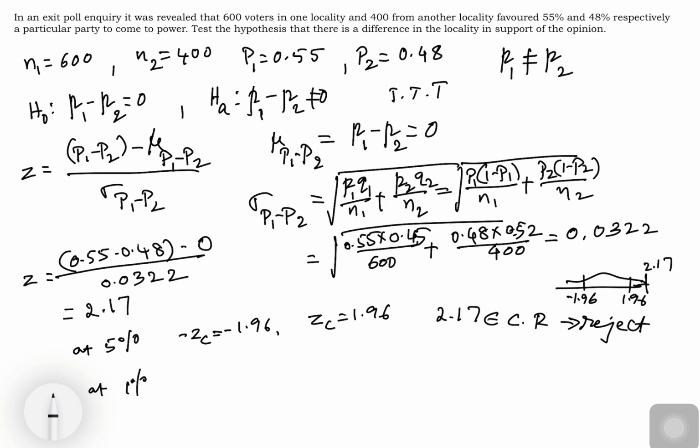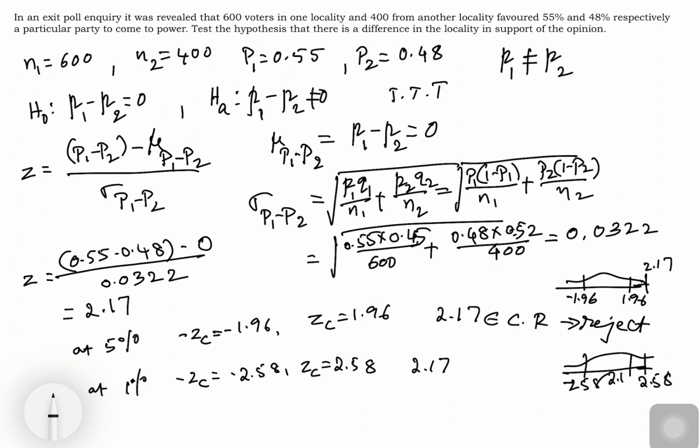At 1% level of significance, minus ZC is minus 2.58 and ZC is 2.58, and 2.17 will be somewhere here. So 2.17 does not belong to the critical region. Therefore we do not reject the hypothesis at 1% level of significance. So this was all about the Z test involving means and proportions, the difference of means and the difference of proportions.